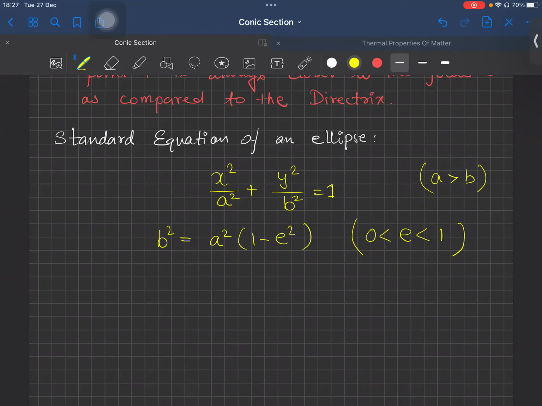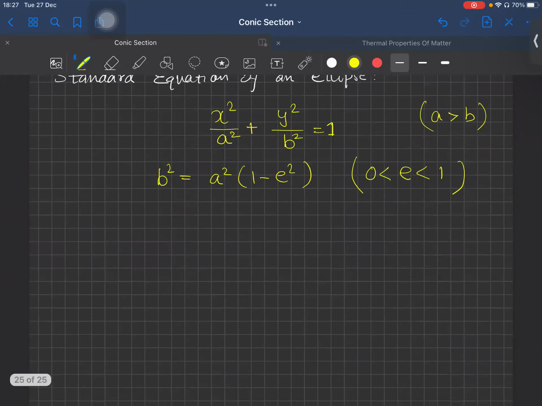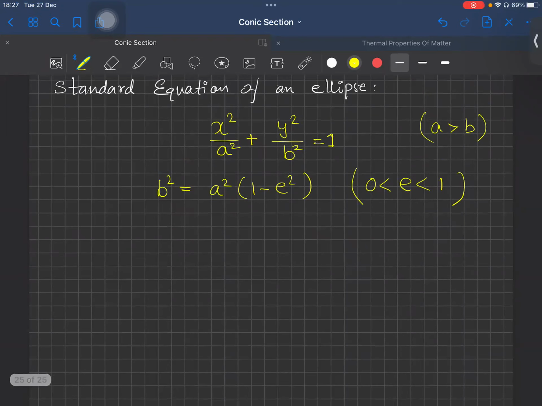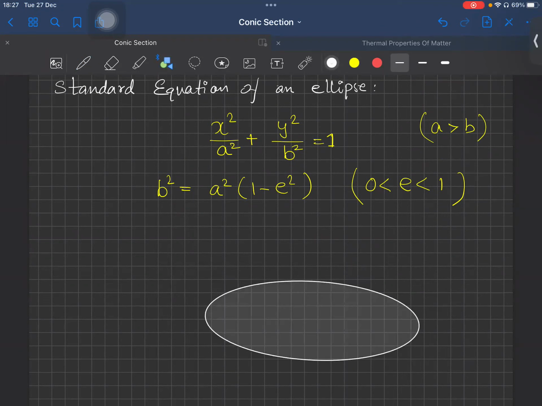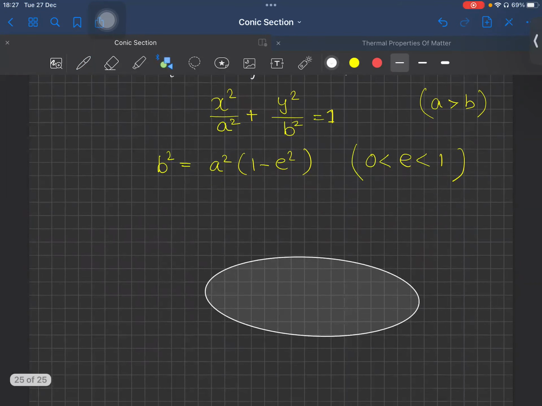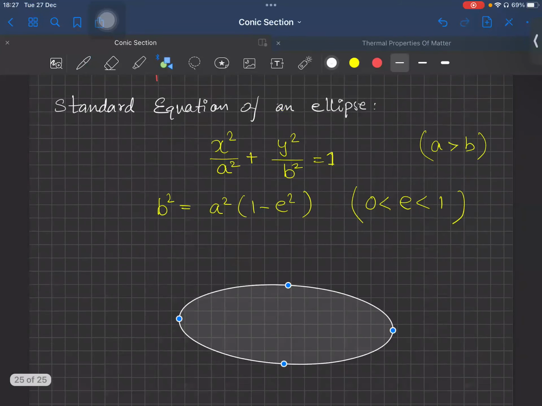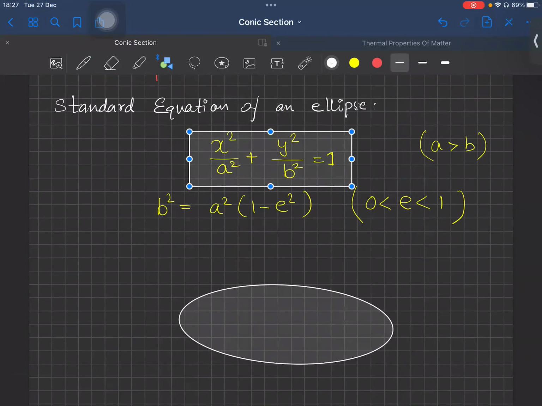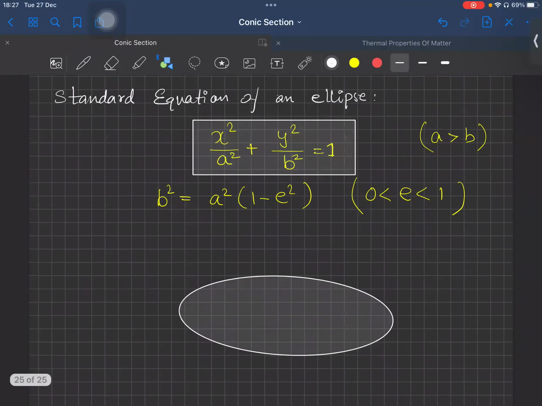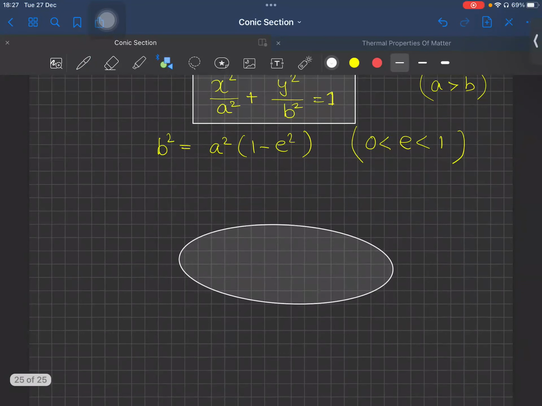Let's see the terminologies related with the standard equation of ellipse. So let's say this is an ellipse. Okay, I'm drawing this ellipse. Let's be clear, I'm drawing only this ellipse, not the general equation. So the center of this ellipse is on the origin.